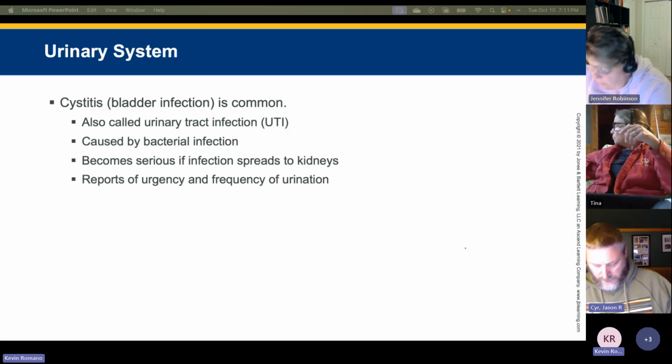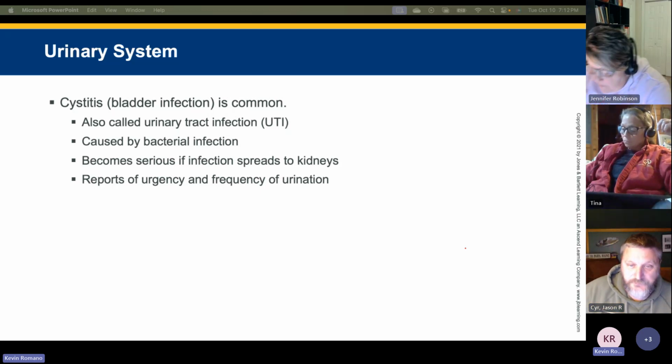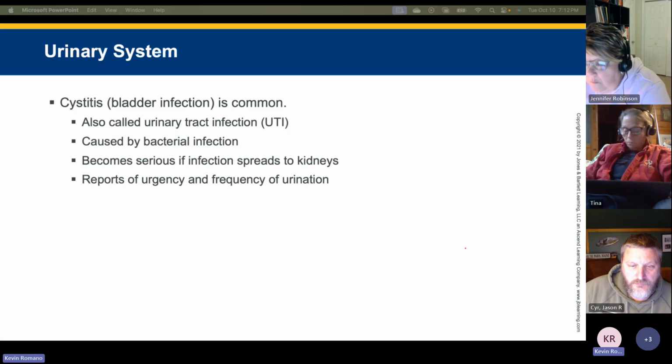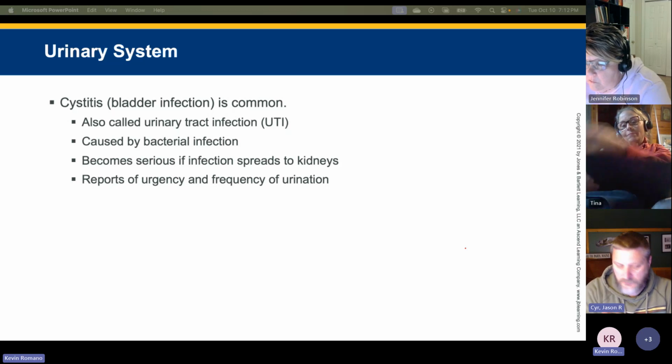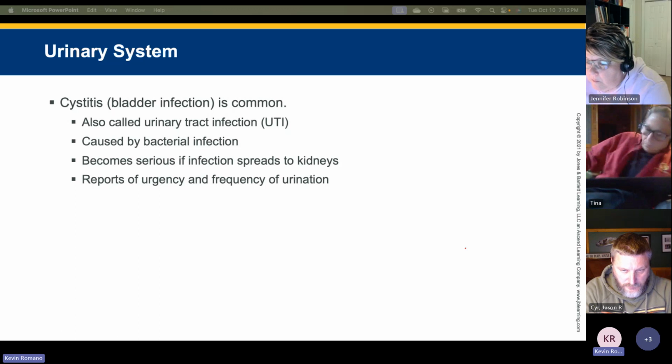So let's talk about cystitis or bladder infections. These are common, also known as a UTI. Common causes would be bacterial infection. Signs and symptoms would be midline lower abdominal pain, blood in the urine, and urgency or frequency in urination. I'm not talking about excessive urination like in a diabetic, but frequent urination, pressure or pain around the bladder. Complications would be a kidney infection, if it travels up into the kidney.